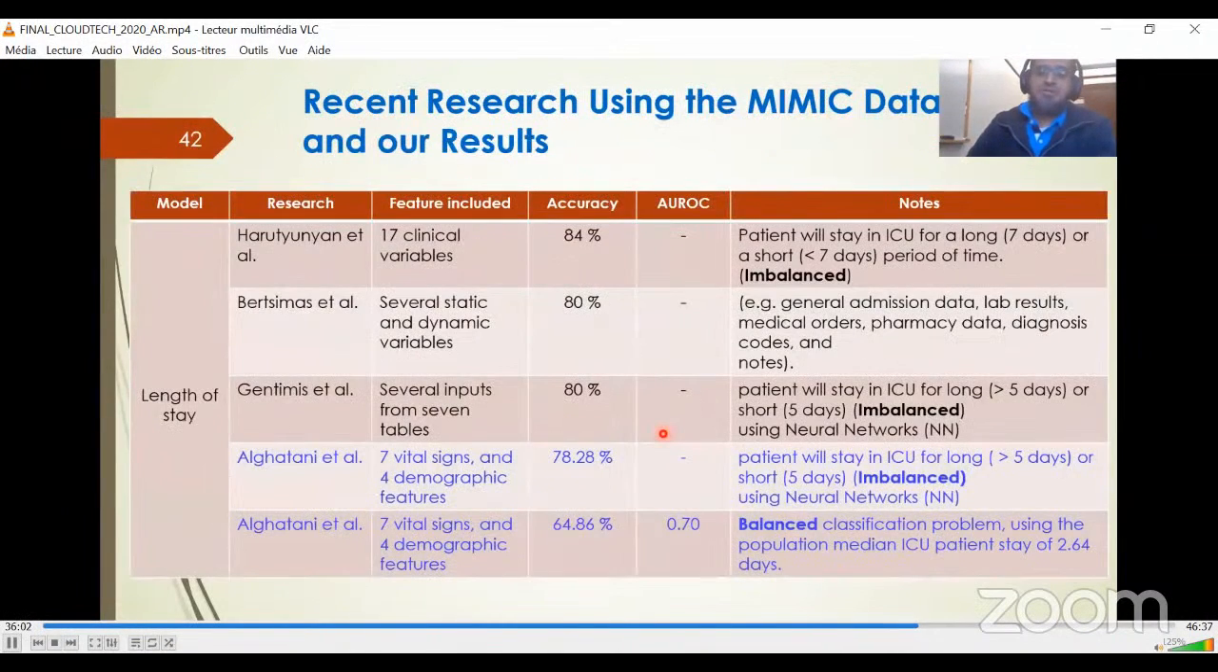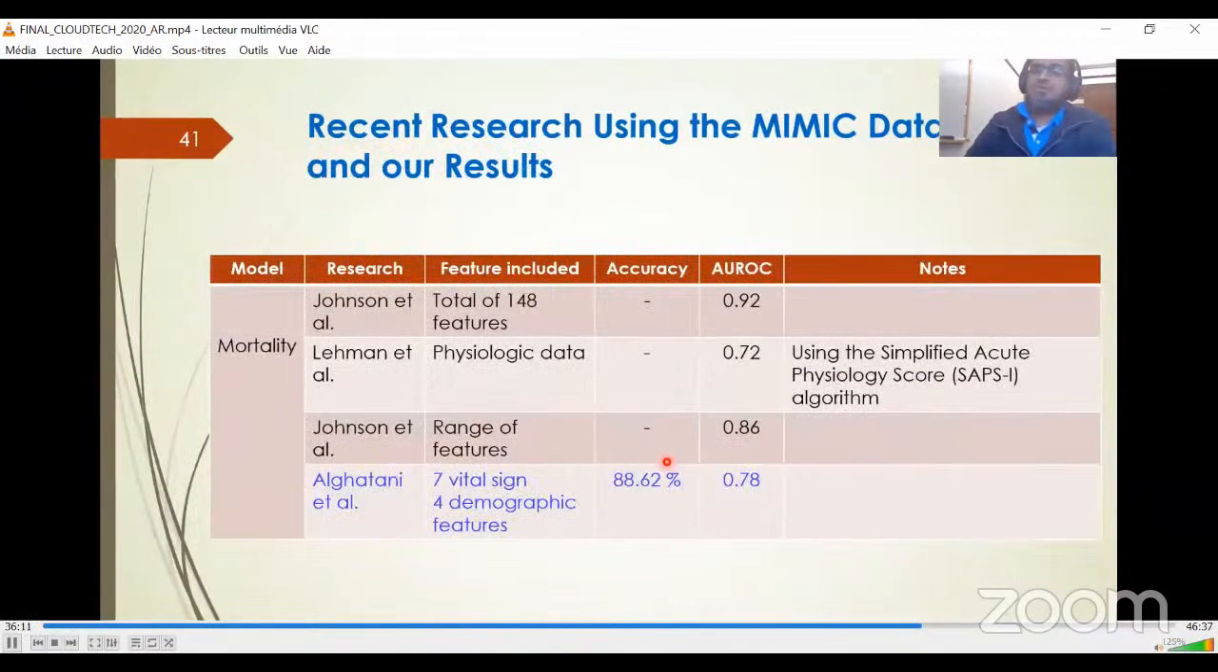Now in the next three tables, it's a comparison between our work and other researchers in the same field using the same database. I'm not going to explain everything, but we can notice two things. First, they're almost all using a high number of features.